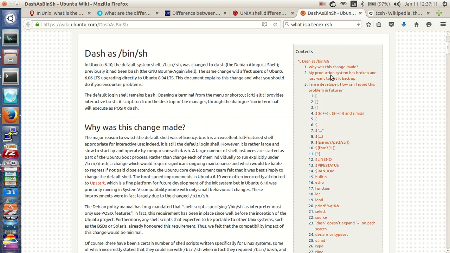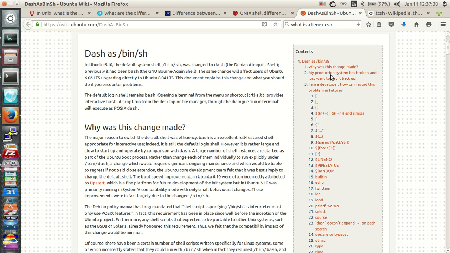They used to use the regular Bourne shell, but the reason Ubuntu switched to dash was efficiency. Bash used to be where sh pointed to in Ubuntu. Now it points to dash. So bash is large, and slow to start up and operate by comparison with dash.